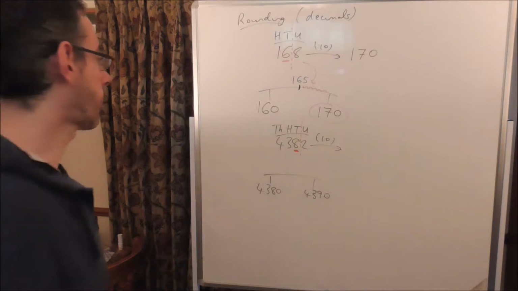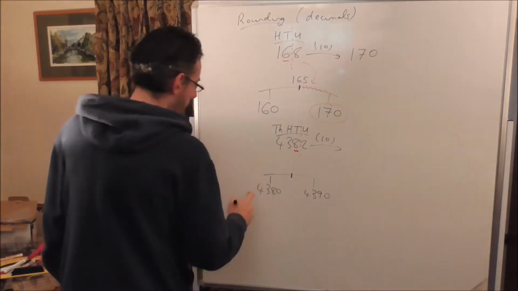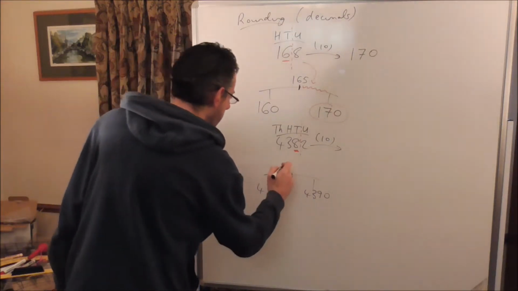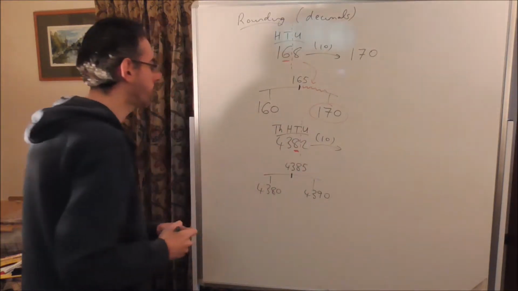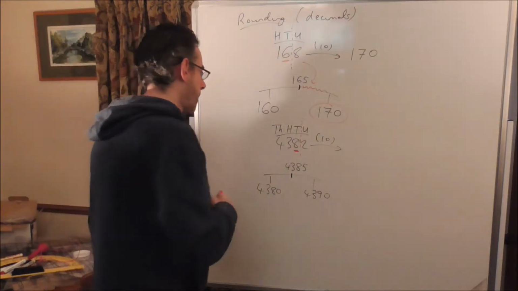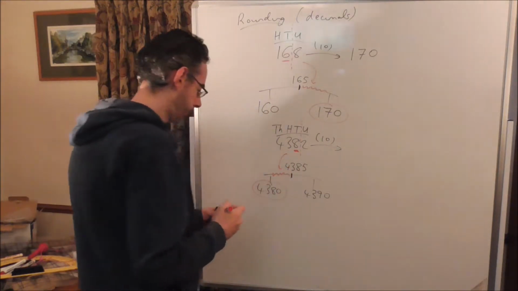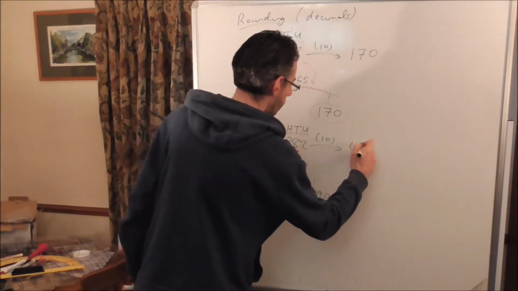So we've got to decide which one it's closer to. The number in the middle is just 4,385. That's a gap of 10, so that's a gap of 5. So 4,385. And since our number is smaller than that, it must be closer to 4,380. So 4,382 rounded to the nearest 10 is 4,380.